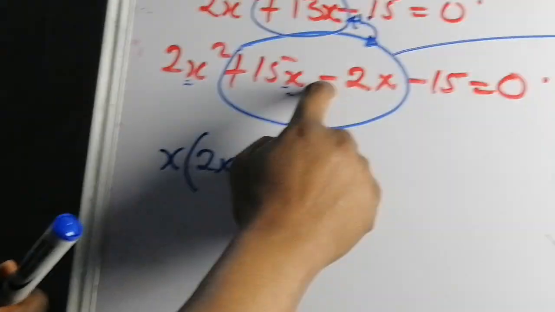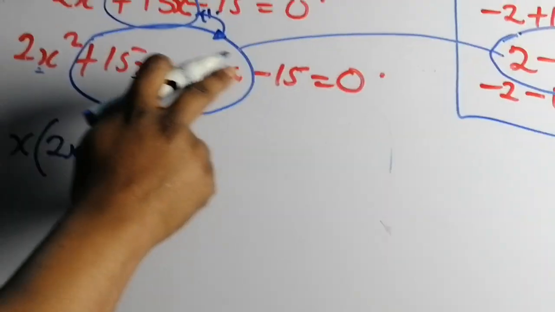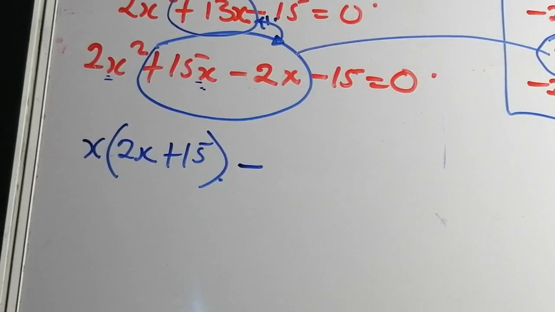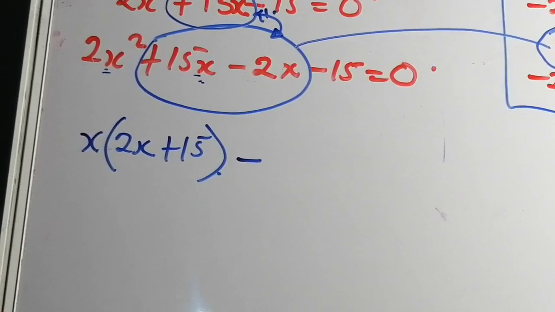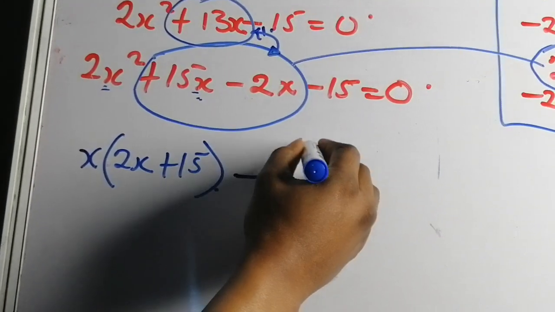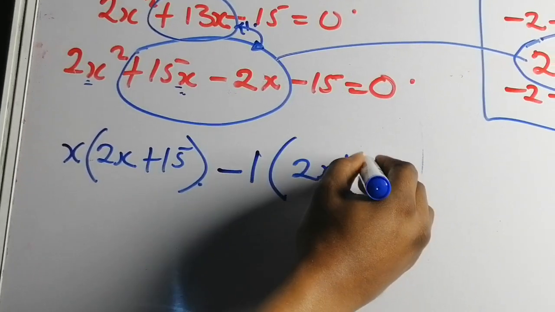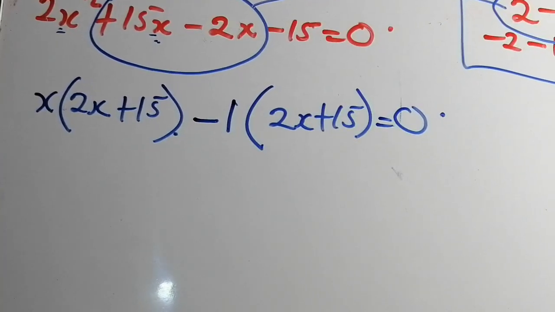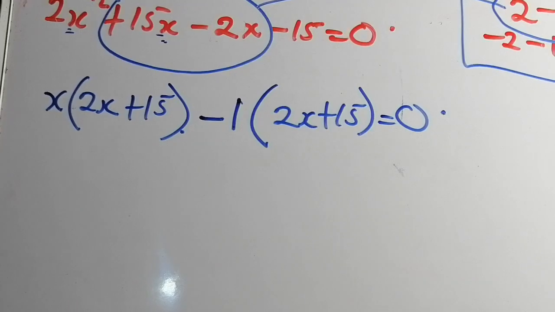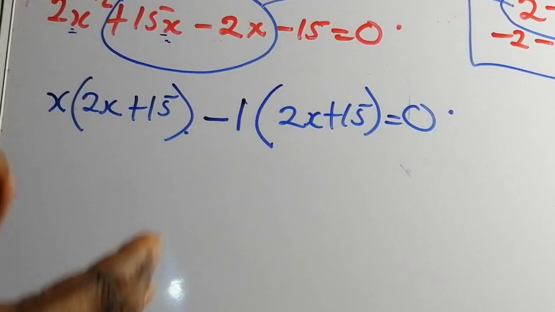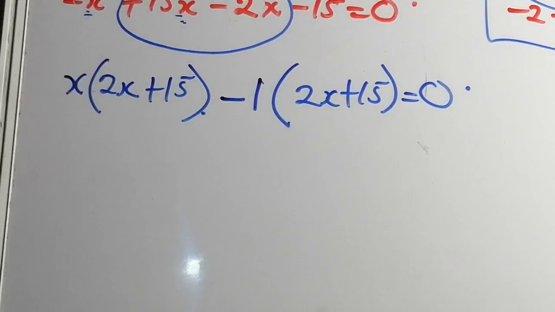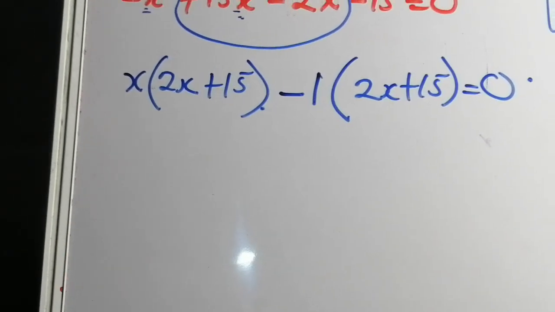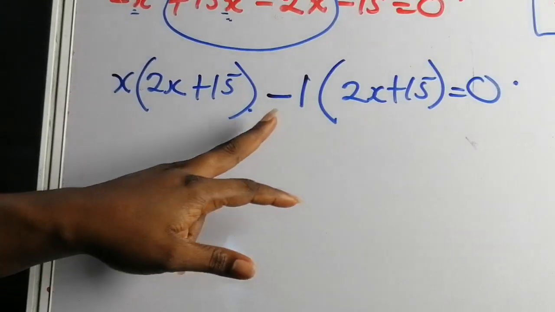Now look at this one very well. You see, minus is common. Minus is here, minus is here. Bring the minus out. So it will be 1 times 2x plus 15 equals 0. Don't be confused. Anything times 1 is still that thing. Joy times 1 is joy. A times 1 is A. B times 1 is B. C times 1 is C. Anything times 1 is still that thing.